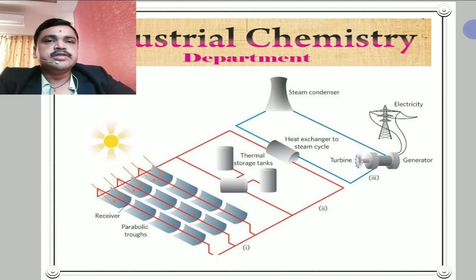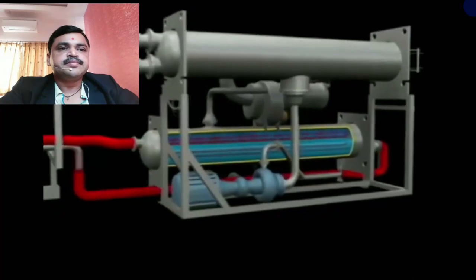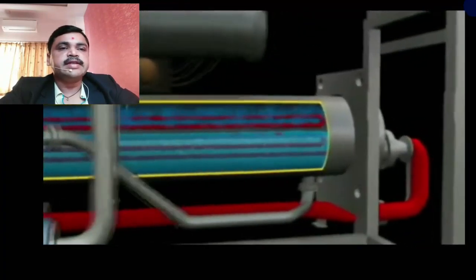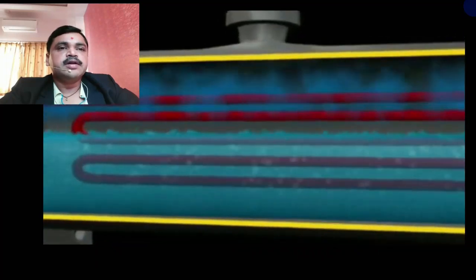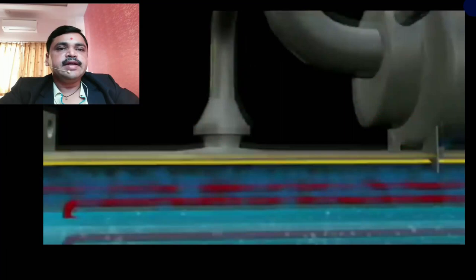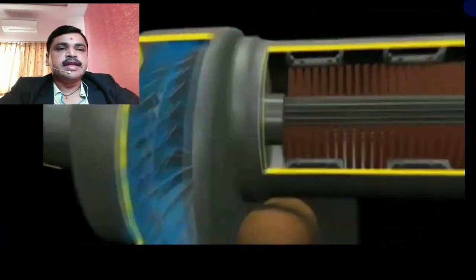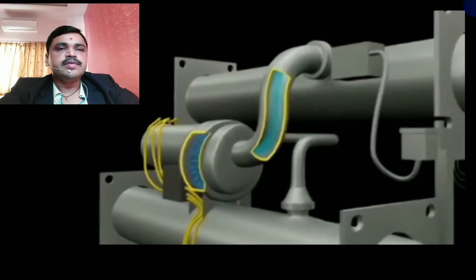I have some videos for power generating systems which are attached here. See the video. First of all, we see the Rankine cycle. In the Rankine cycle, there is heat exchange in a heat exchanger. The hot fluid is passed and a low boiling organic compound gets heat and vaporizes, and transfers this energy into mechanical energy. So the turbine runs and we get electricity. This is the Rankine cycle.